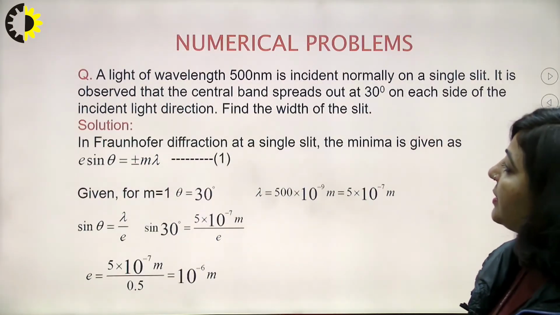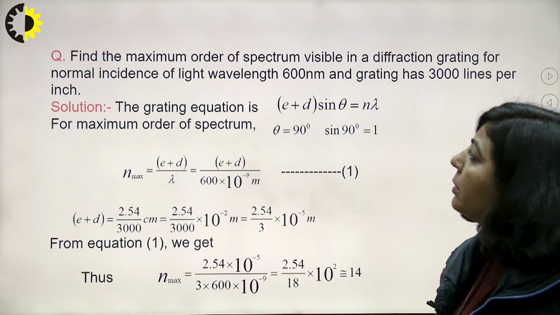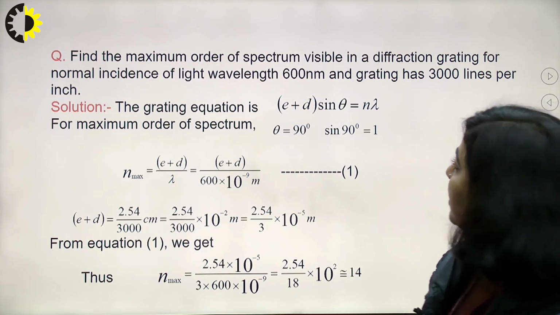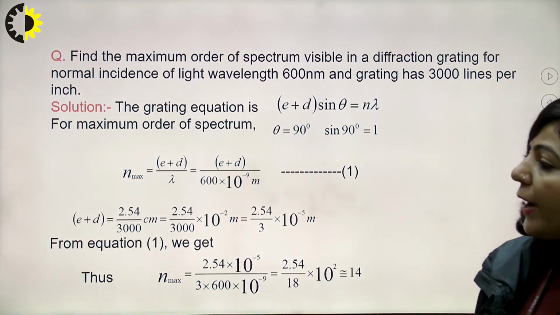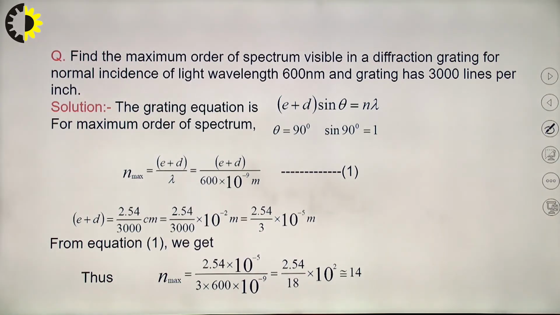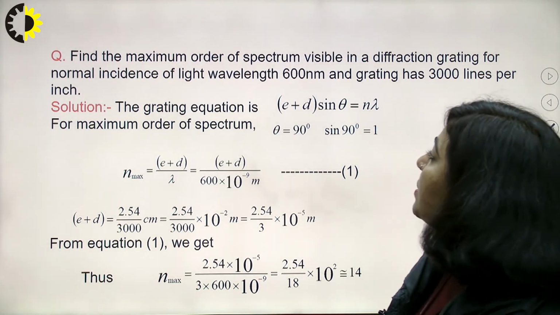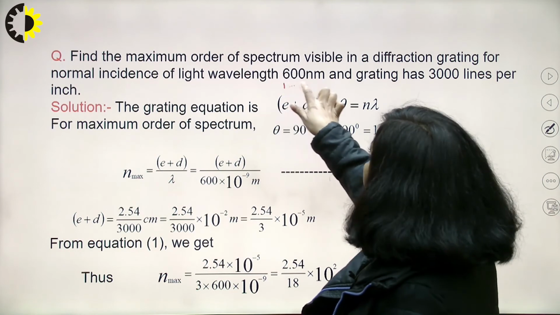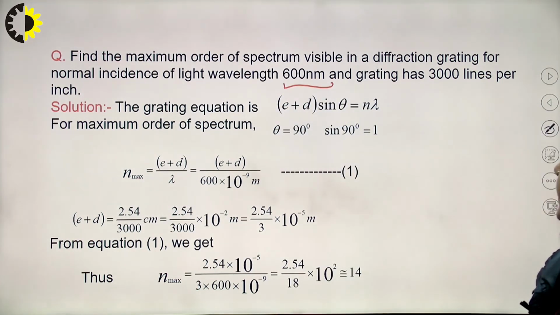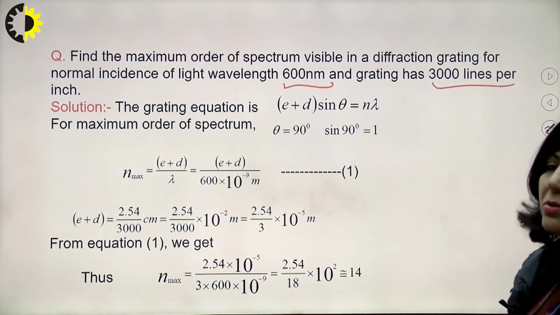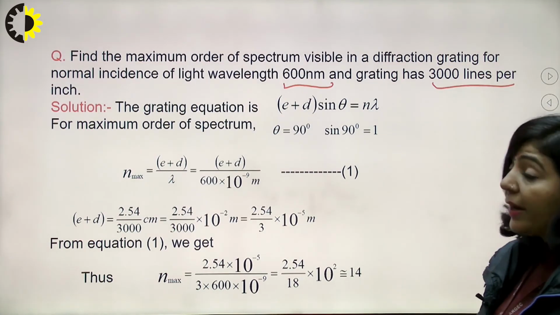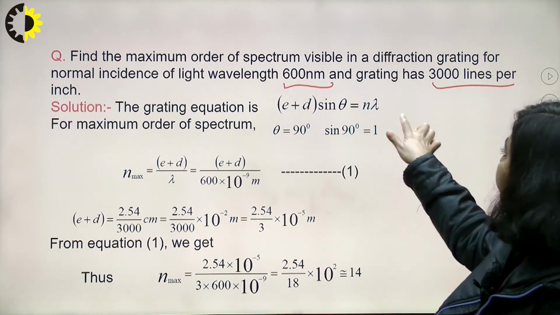So let's solve a few numericals based upon this diffraction. I am taking this question here. Find the maximum number of spectra visible in a diffraction grating for normal incidence of light of wavelength 600 nanometer, where the grating has 3000 lines per inch. So let's try to understand the meaning of this question.